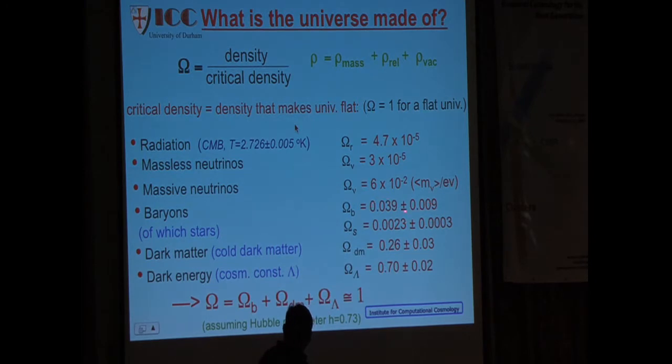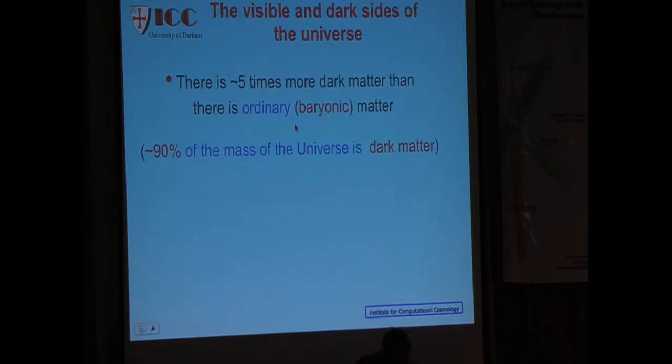The baryons, of which, as was mentioned in the discussion yesterday, only a very small fraction, only a few percent of the baryons that we know must be there, are actually in the form of stars. It's less than 5% or so of the baryonic content of the universe that is in the form of stars. And then there's the dark matter and the dark energy, all of which amazingly add up to about 1.